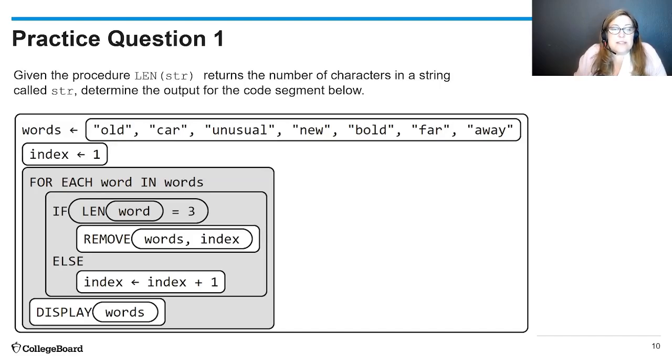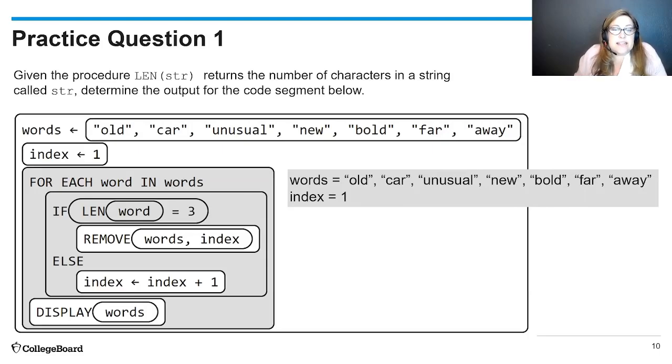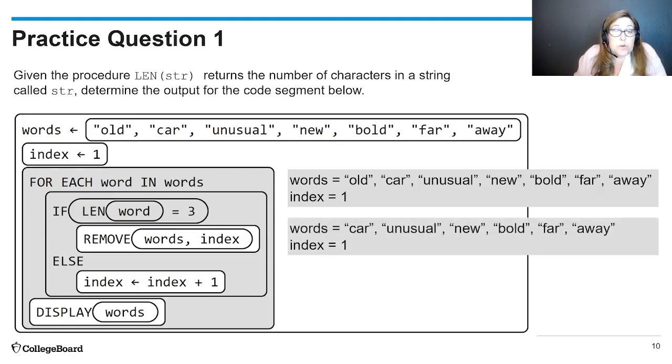When I look at this, we've got quite a bit of things going on here. Index is going to be set at 1. I have my list words, for each word in words. So initially, index is 1. My list has words in it. I check to see if the length of word, the length of old is 3, which it is. So I'm going to remove old from the list. My index, though, will not change because I did not go into the else.